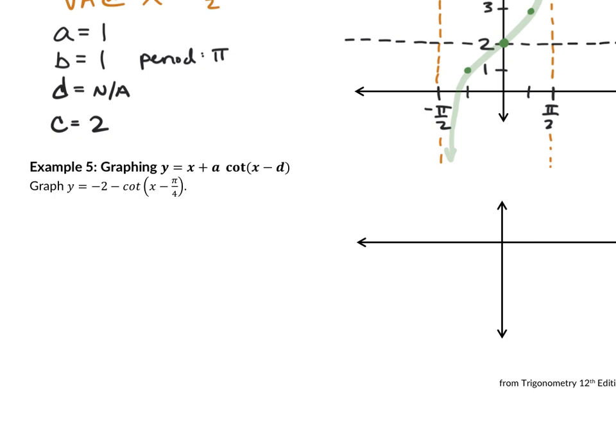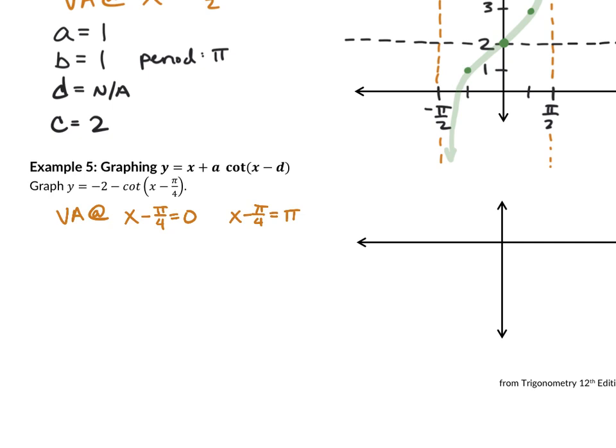Last example on this page, we're going to be graphing a more complicated cotangent function. Not a big deal. Let's do what we've always done, which means we're going to look for the vertical asymptotes first. This is cotangent, so vertical asymptotes are going to appear where the argument is equal to 0 and where the argument is equal to pi.